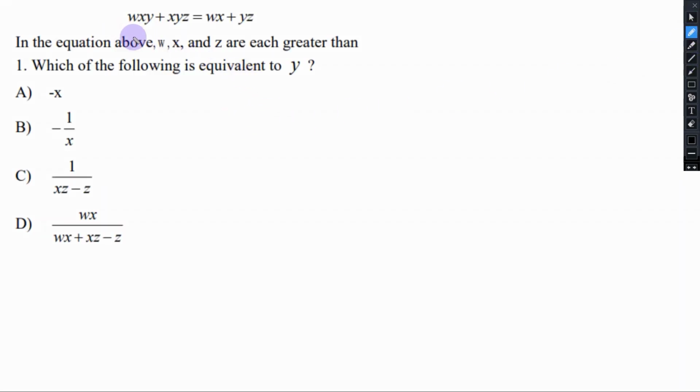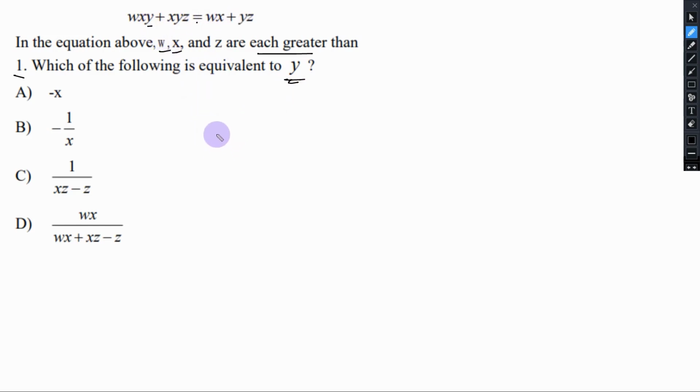Okay, next question. So we are given wxy plus xyz equals wx plus yz. In the equation above, w, x, and z are each greater than 1. Which of the following is equivalent to y? So we just need to solve for y from here.